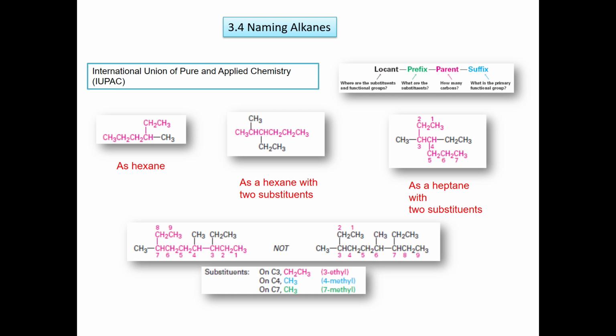For the substituents, I have an ethyl, a methyl, and another methyl. How will I write this? Substituents always go in alphabetical order: ethyl first and then methyl, because E comes before M. So it will be 3-ethyl, 4,7-dimethyl, because the substituent is the same; I have 2 methyls, and to say that I have 2 methyls is dimethyl. Then the main chain name is nonane, because it's a 9 carbon chain.